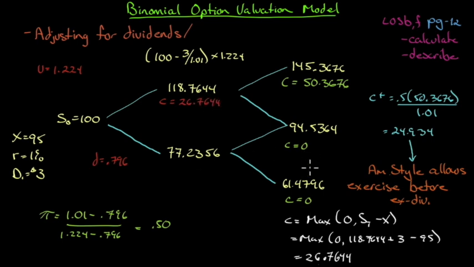26.7644. Here we have two calls that are 0, so there's no point. We know that the call here will be 0. And then from there, of course, you can figure out what the call would be at this period of time now that it's adjusted for dividends. We don't have to calculate it. We know how to do it. We just want to know how we handled the dividend at this point in time. And there it is right there.